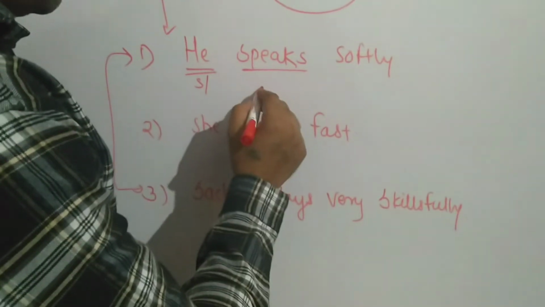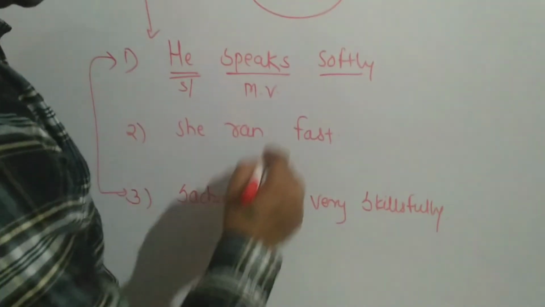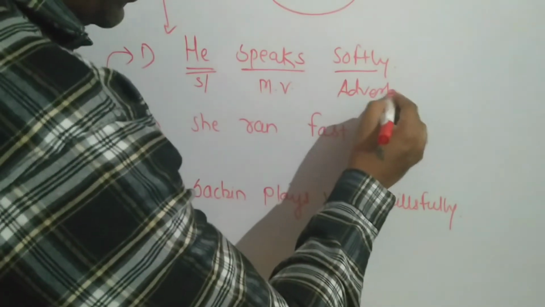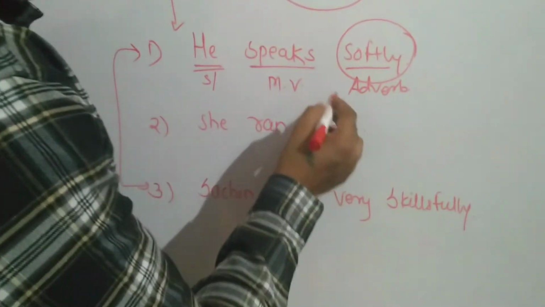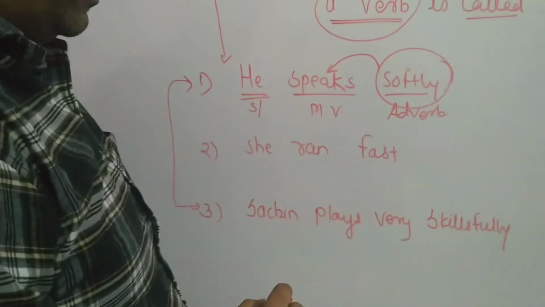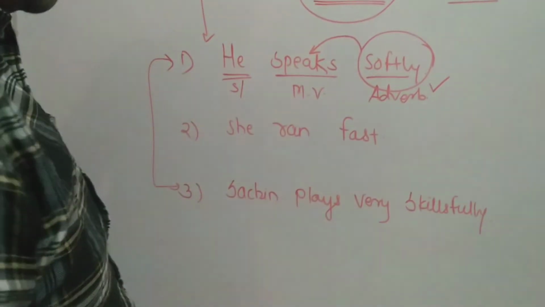Speak is the main verb. Softly is an adverb because the word softly tells more information about the verb. That's why we can identify it. We can say softly is an adverb.